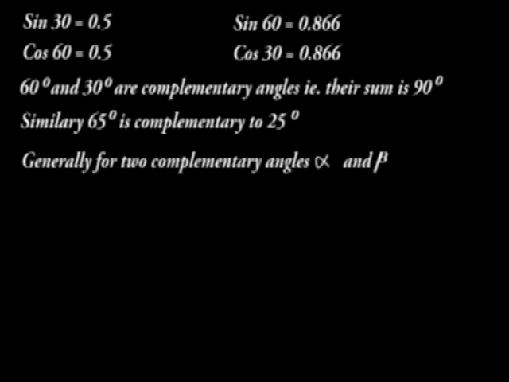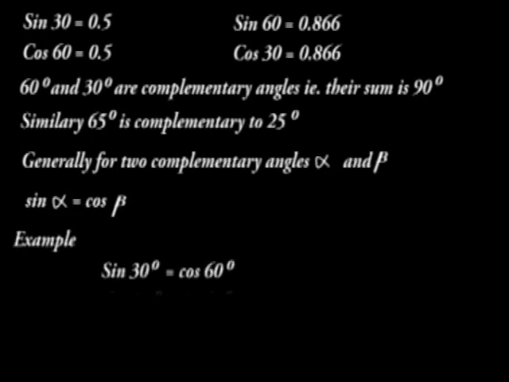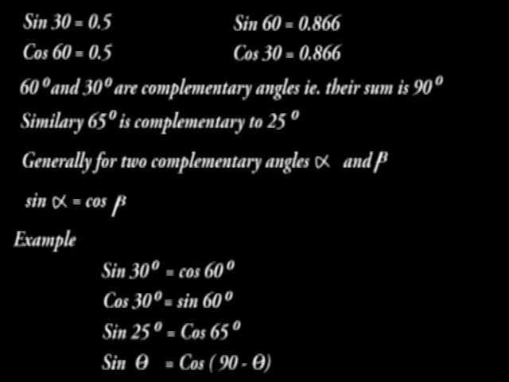Generally, for two complementary angles alpha and beta, sin alpha is equal to cos beta. For example, sin 30 is equal to cos 60. Cos 30 is equal to sin 60. Sin 25 is equal to cos 65, and so on. Thus, for an angle theta, sin theta is equal to cos of 90 minus theta.